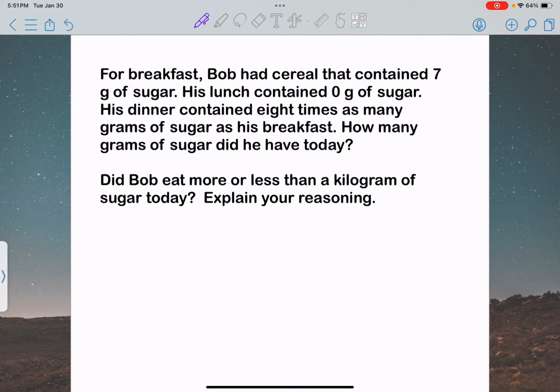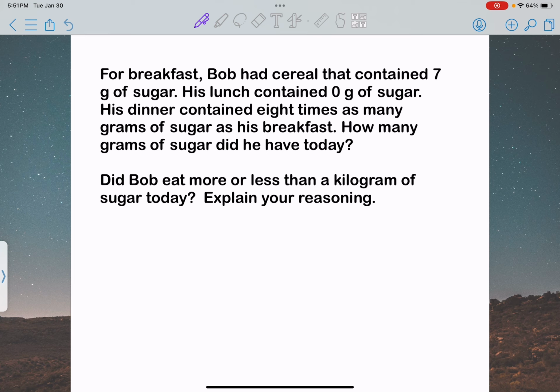Today we're going to talk about how to solve a multi-step problem, or a problem that has more than one step. So your first step is always going to be to read the whole problem.